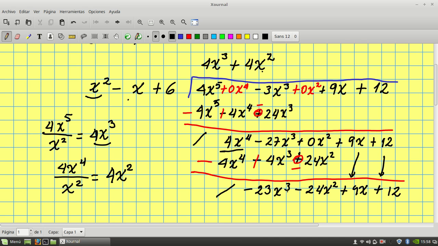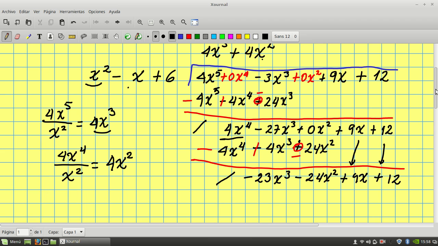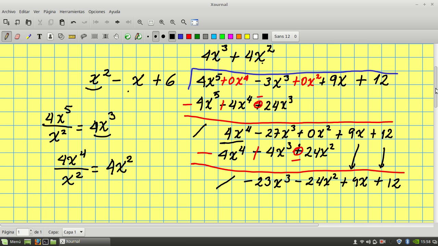And as the degree of the dividend is still greater than or equal to the degree of the divisor, I have to continue. So the first term of the dividend, negative 23x to the 3rd power, over x squared, the first term of the divisor, gives minus 23x. So minus 23x, and then multiply.